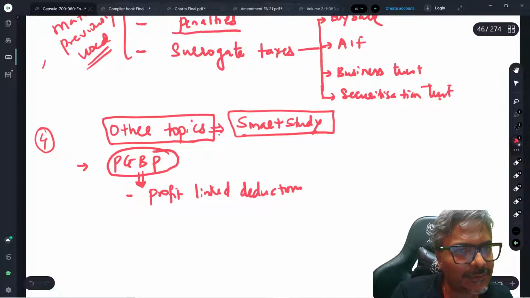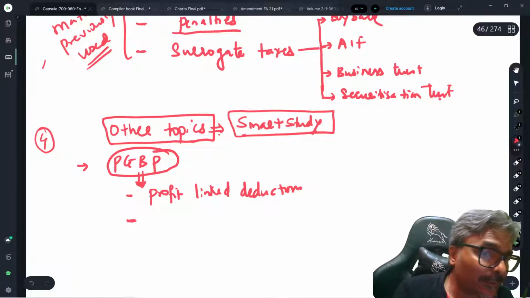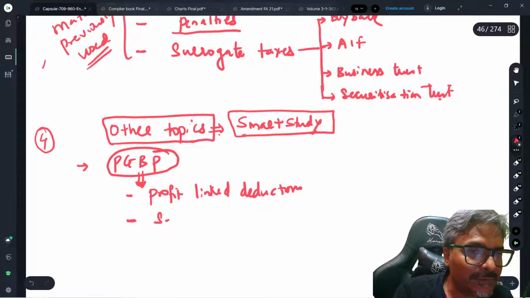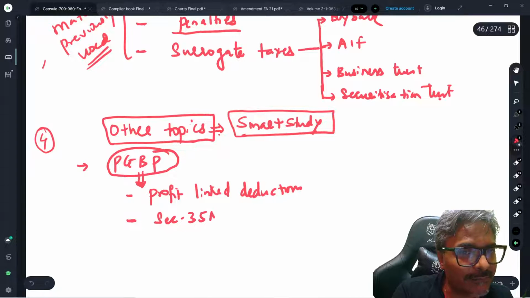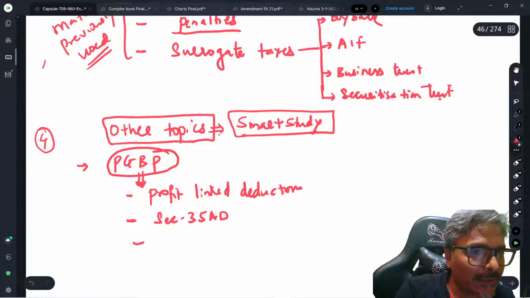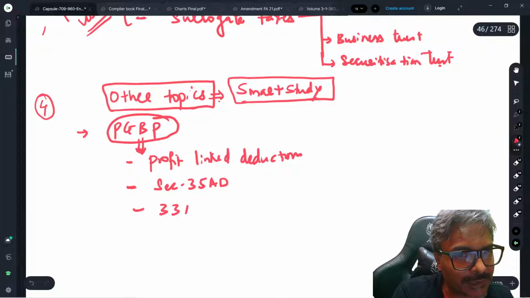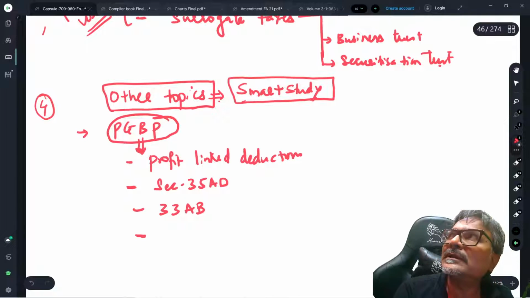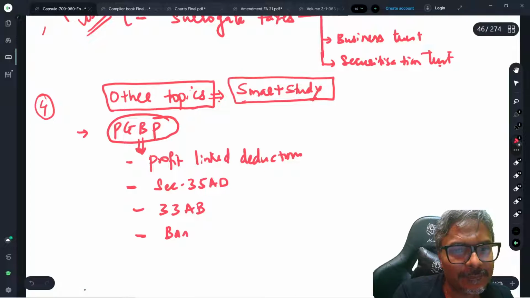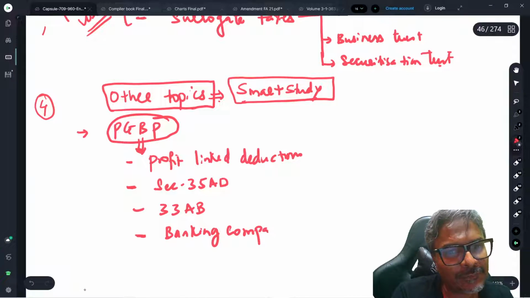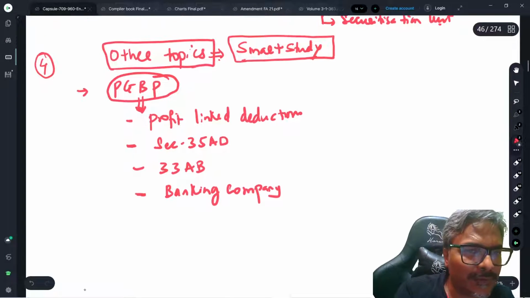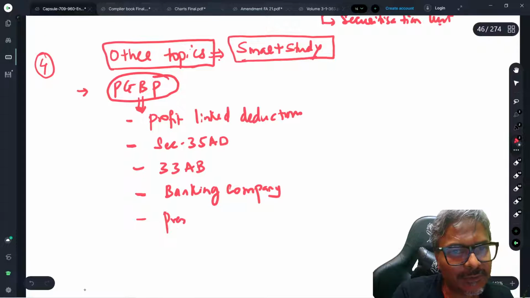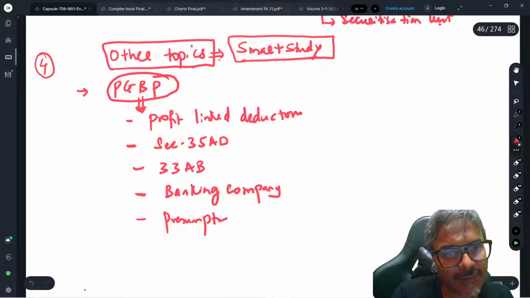This profit linked deduction, students, that topic you do it fast and first. Section 35AD investment linked deduction, and this 33AB tea, coffee, rubber development allowance, and the last, students, is this banking company. Banking company. These areas of your, this thing, presumptive income.